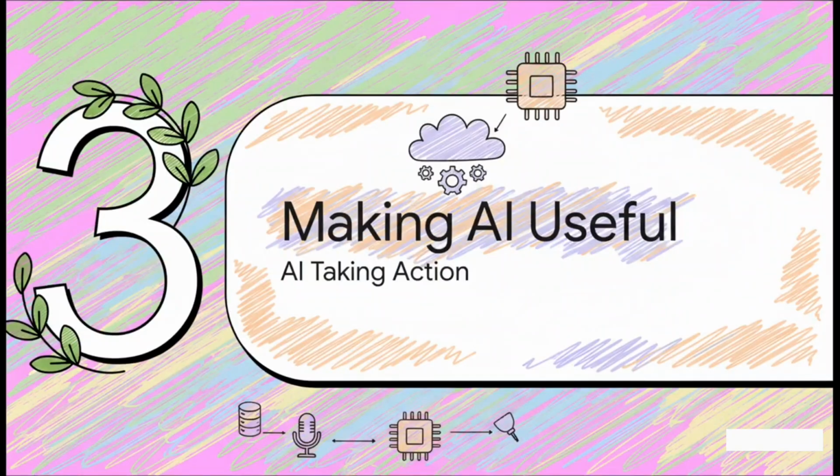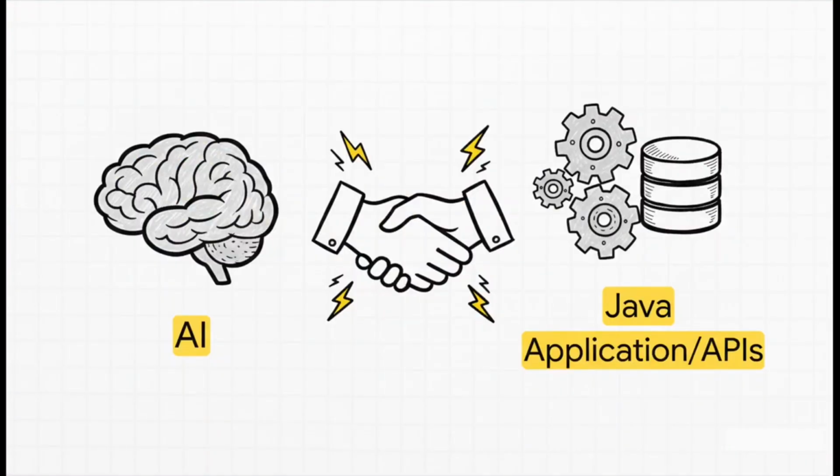Okay, so making an AI smart is one thing. That's cool. But what if we could make it useful? What if we could empower the AI to go beyond just answering questions and actually do things inside our application? This is where things get really interesting. This is all possible thanks to a game-changing feature called function calling. It's like connecting the AI's brain directly to your application's hands. It allows the AI model to call your existing Java services and your REST APIs to get real-time information or even perform actions on behalf of the user.